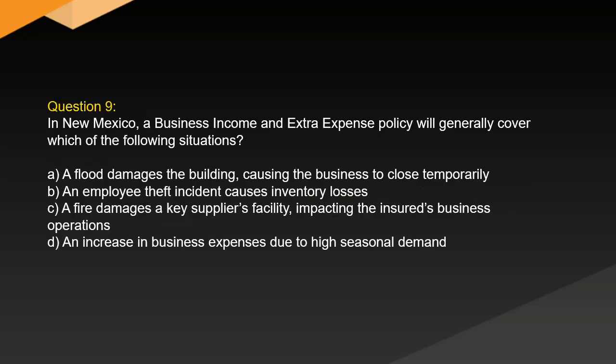Question 9. In New Mexico, a business income and extra expense policy will generally cover which of the following situations? A. A flood damages the building, causing the business to close temporarily. B. An employee theft incident causes inventory losses. C. A fire damages a key supplier's facility, impacting the insured's business operations. D. An increase in business expenses due to high seasonal demand.